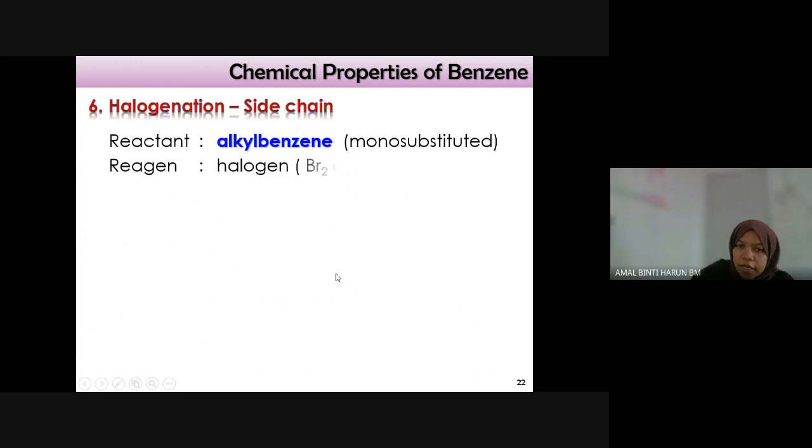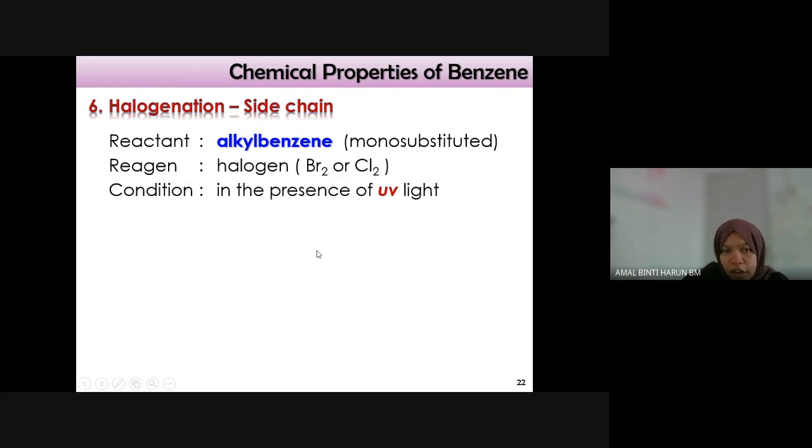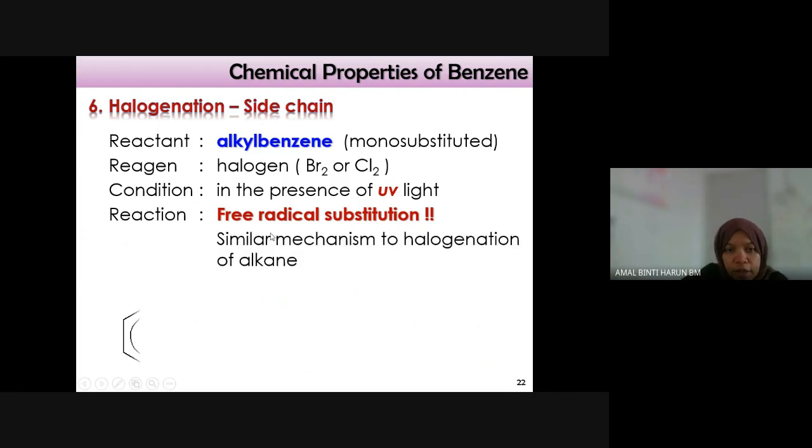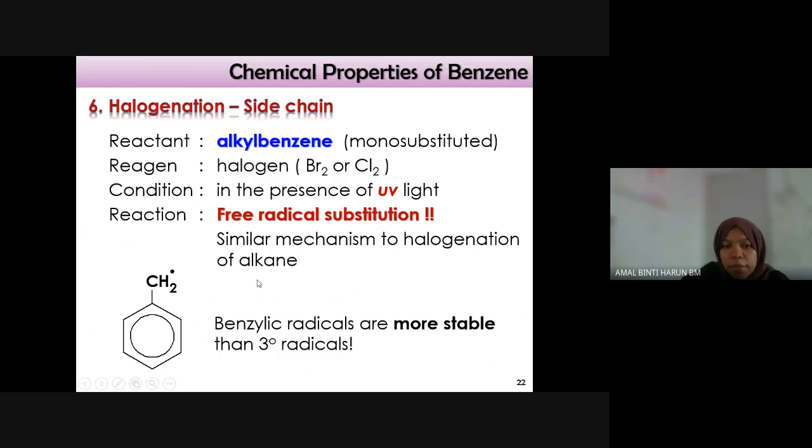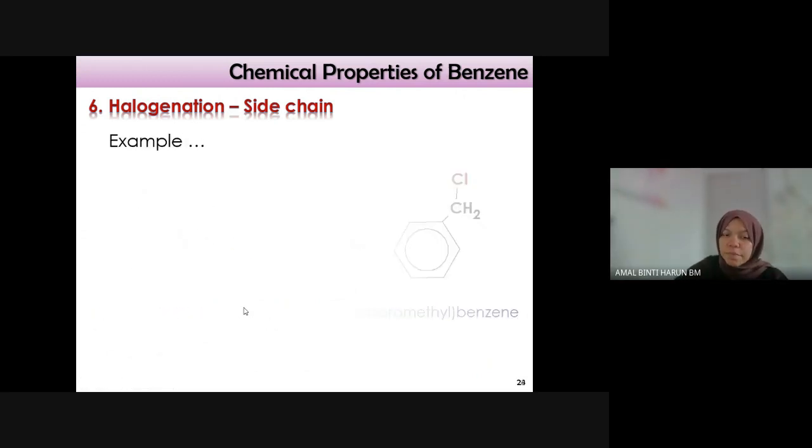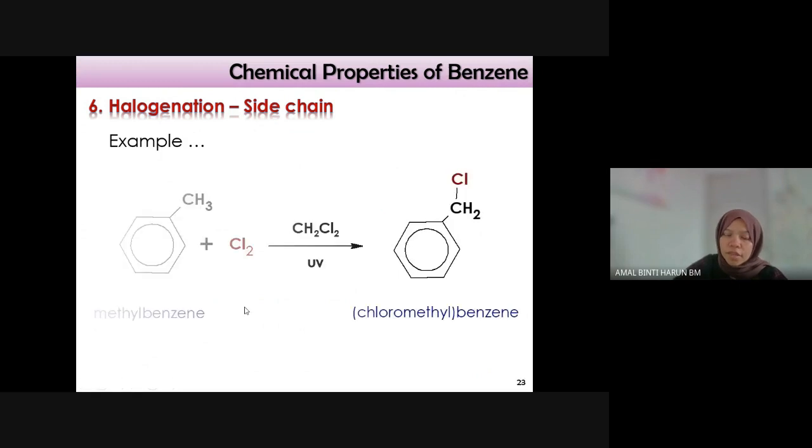Okay, second is the halogenation at the side chain. Tadi halogenation dekat benzene ring. Sekarang kita ada halogenation di side chain. So dia akan undergo macam kita belajar dekat alkane jugalah, iaitu free radical substitution. Di mana dia melibatkan pembentukan free radical. So simple je. Kalau kita kata free radical substitution, it must be in the presence of UV light.